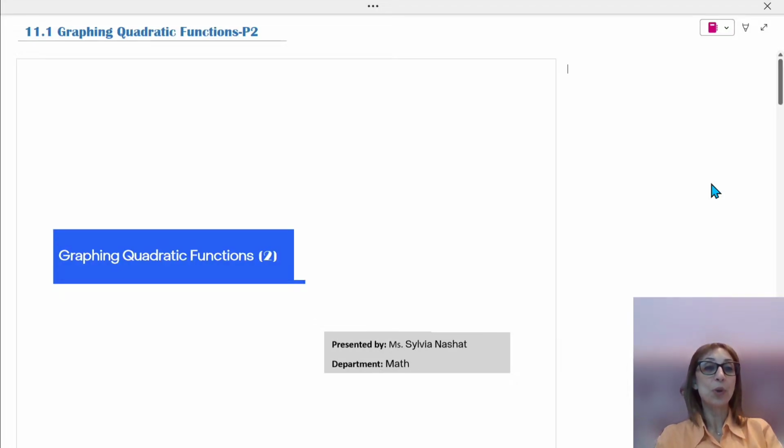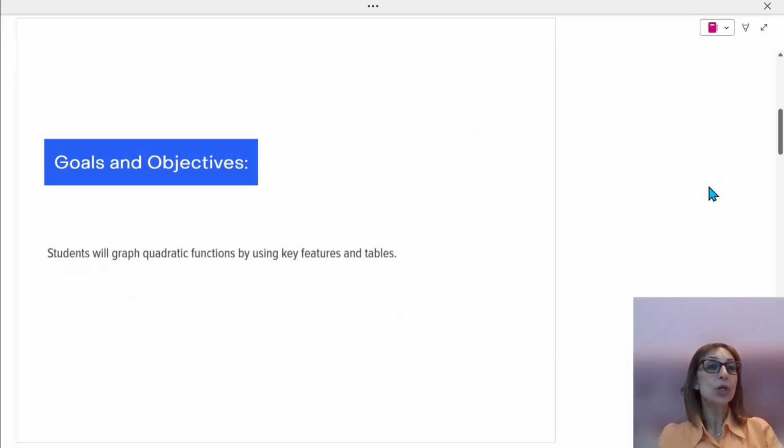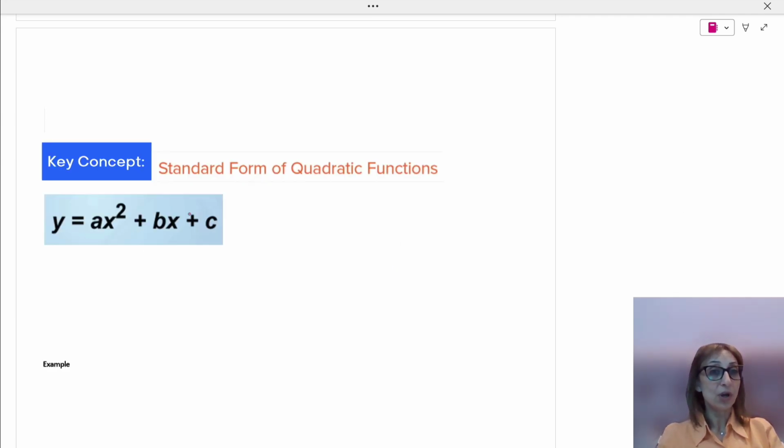Welcome back to part 2 of graphing quadratic functions. In this lesson, we are going to graph quadratic functions by using the key features and tables that we have learned last time. First, let us revise what is the standard form of the quadratic function.